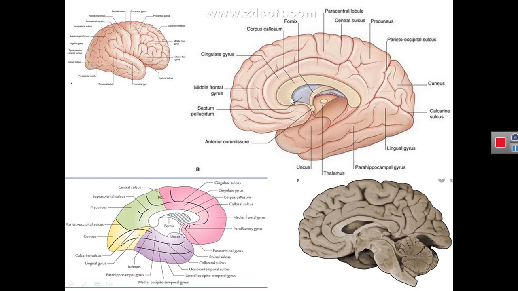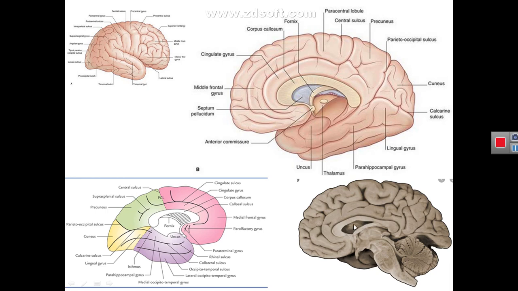Below the corpus callosum, although the structures below the corpus callosum are not related to the topography of the cerebral hemisphere, they should be described here. Below the body of the corpus callosum is a lamina which is called the septum pellucidum. Deep to this septum pellucidum is the cavity of the cerebrum, which is called the lateral ventricle.